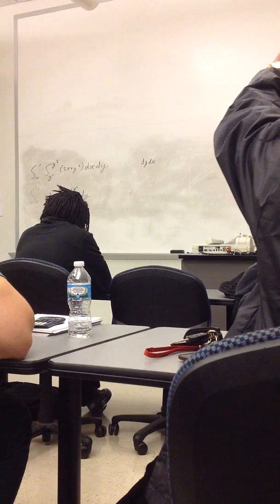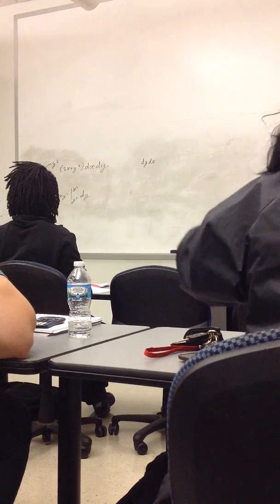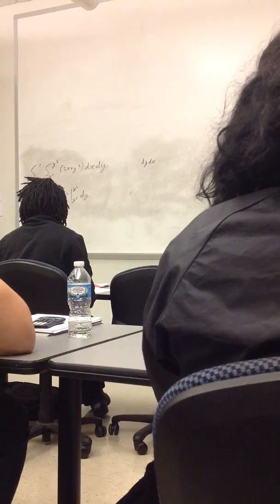Where does x go from? Where x went from y cubed to y squared, y would then go from the cube root of x to the square root of x.